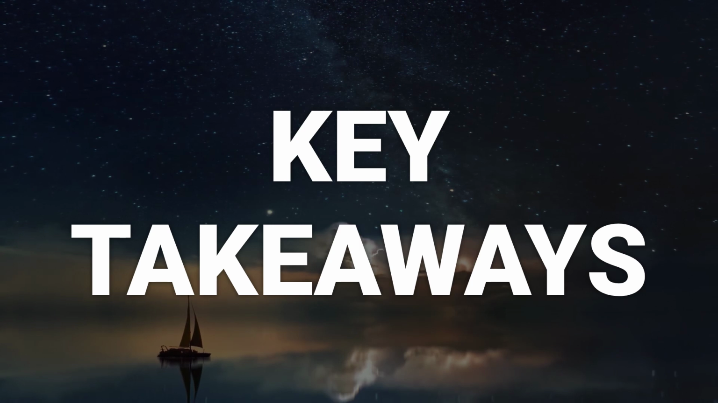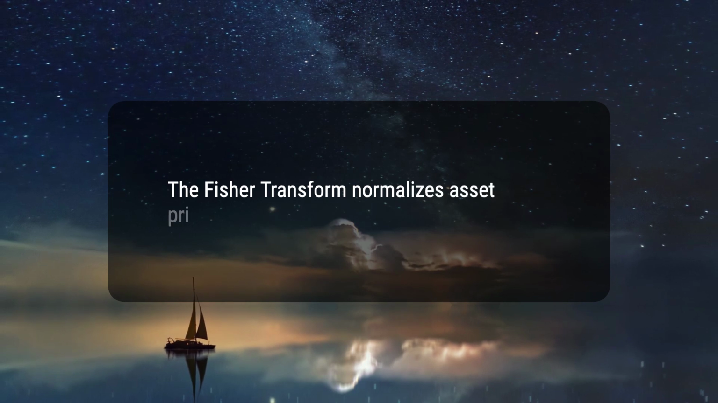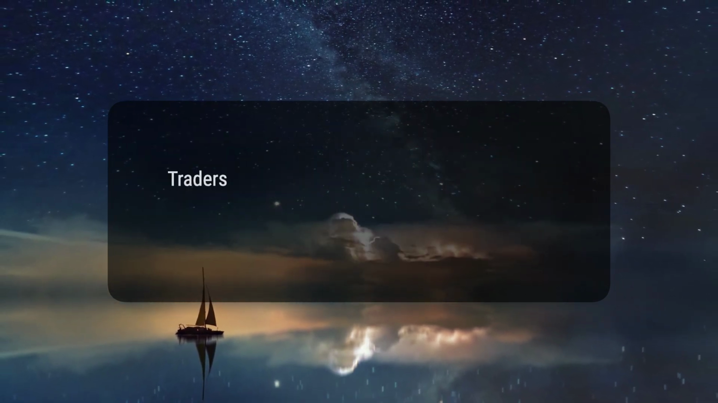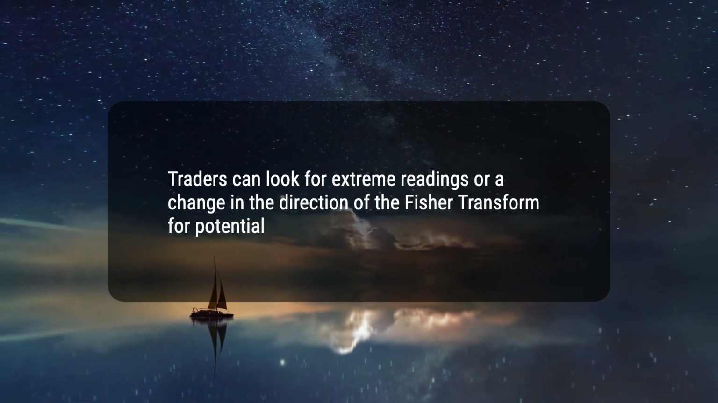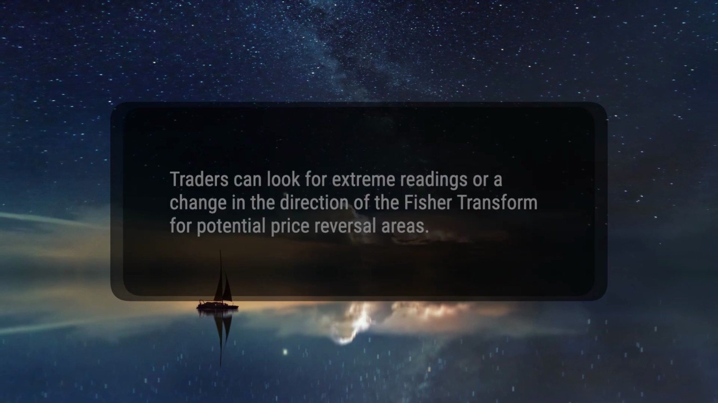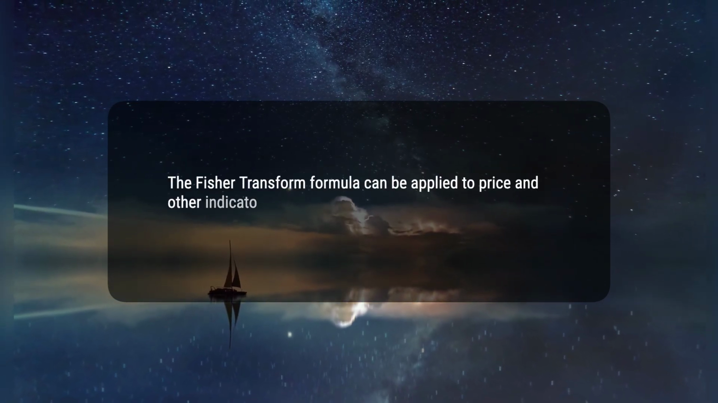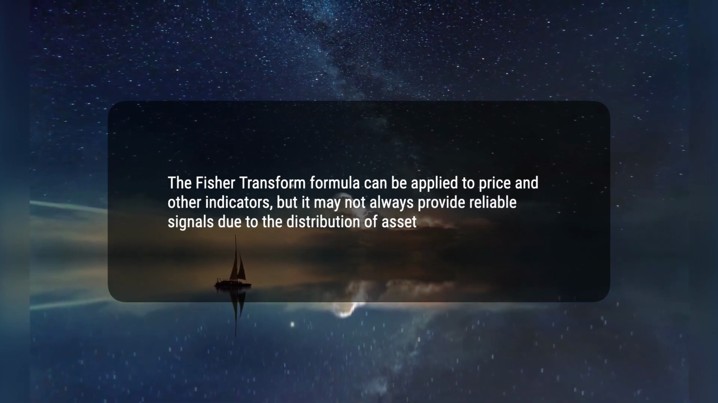Here are 3 key takeaways. 1. The Fisher transform normalizes asset prices, making turning points in price clearer. 2. Traders can look for extreme readings or a change in the direction of the Fisher transform for potential price reversal areas. 3. The Fisher transform formula can be applied to price and other indicators, but it may not always provide reliable signals due to the distribution of asset prices.